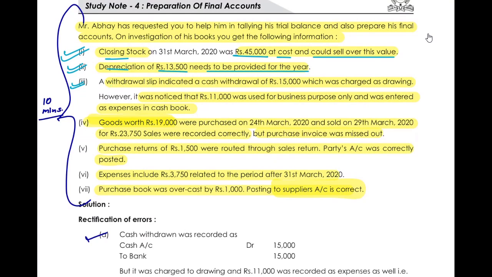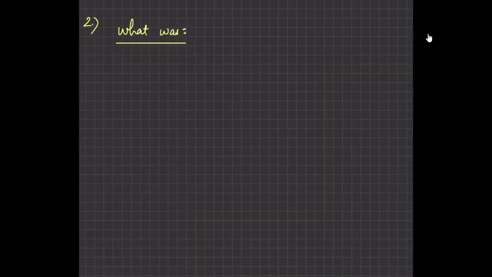Okay, there was a withdrawal slip indicating cash withdrawal of 15,000, which was charged as drawing. But what entry will you do initially? So you will withdraw the cash. So you will debit the cash account by 15,000 and you will credit the bank account because cash will go out of the bank. You will credit the bank account by 15,000.